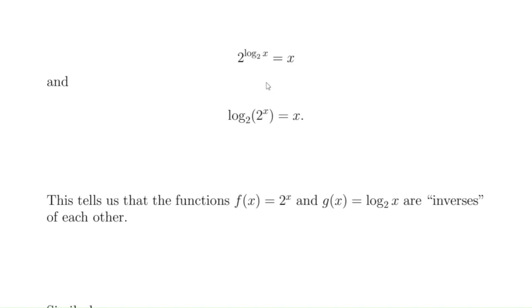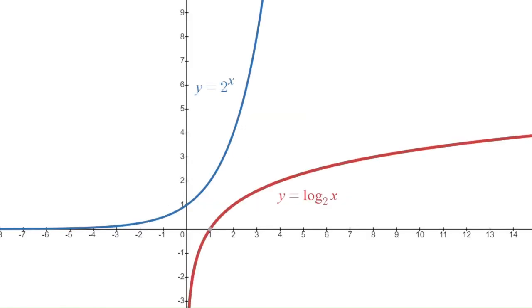And those just come from the properties of logarithms, but this really tells you that if you compose those two functions in either order, you end up getting x. Okay, so these functions are inverses of each other. So what does that mean in terms of their graphs?